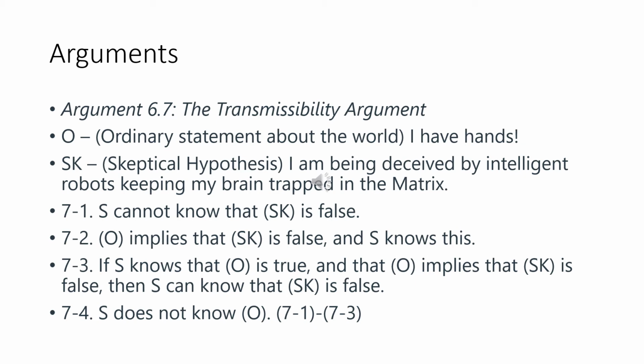Now, ultimately, this is what's called a modus tollens style argument. Because I can't know that SK is false, given premise 1, then we do a modus tollens on this, and that ultimately gets us back to the fact that S does not know O. Ultimately, I do not know that I have hands. And that's the skeptical argument, the transmissibility argument.